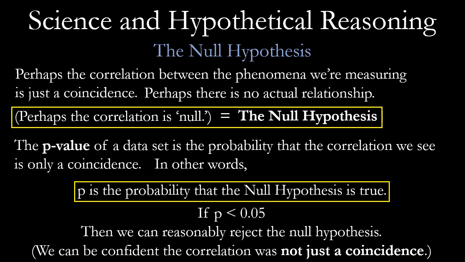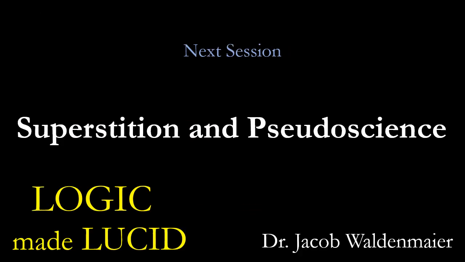And I hope this has been a very helpful overview for you of the scientific method and the process we undergo when we do science. And of course, in the next session of Logic Made Lucid, we are going to talk about superstition and pseudoscience, or the misuse of hypotheses, the misuse of abductive arguments, the misuse of impressions that we have about correlations between phenomena that can lead to significant errors in our reasoning and in our observation and in our overall understanding of the world. I'll see you then.